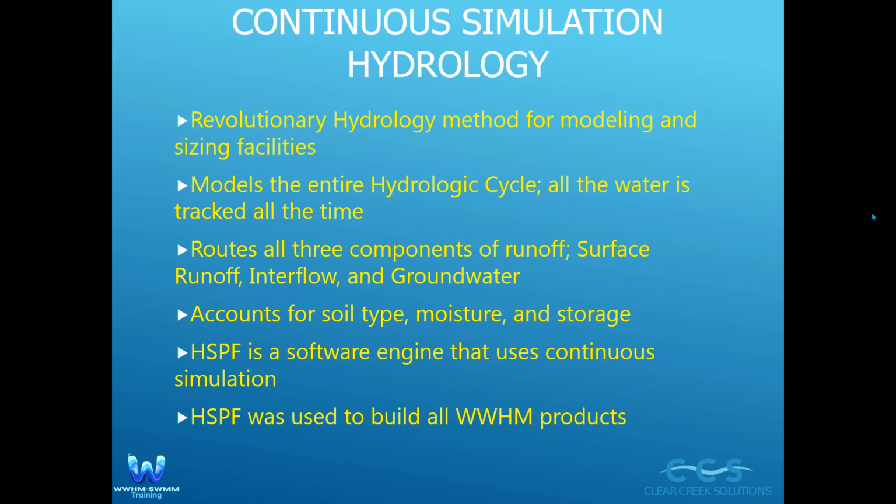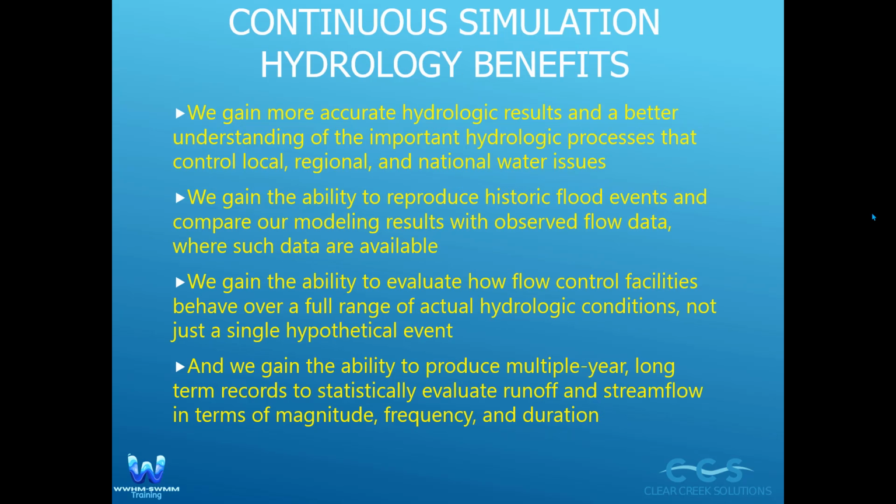And so what HSPF was able to do, which was developed earlier in the 1970s, it's a software engine that uses something called continuous simulation hydrology, which allows us to model the entire process of the hydrologic cycle. And so HSPF is integrated into all of our WWHM and continuous simulation software. And so some of the benefits of using continuous simulation is we're able to gain more accurate hydrologic results and then a better understanding of what's going on in the hydrologic process. We get more accurate data, we can more accurately model these facilities and gain a better picture of what's going on inside of our project.